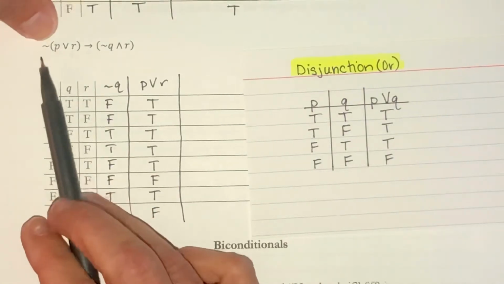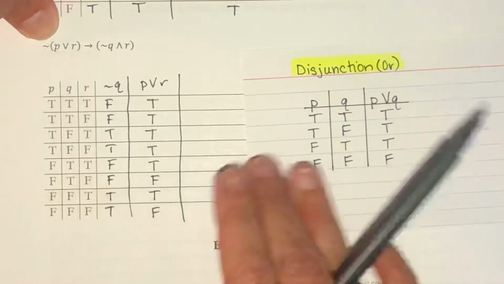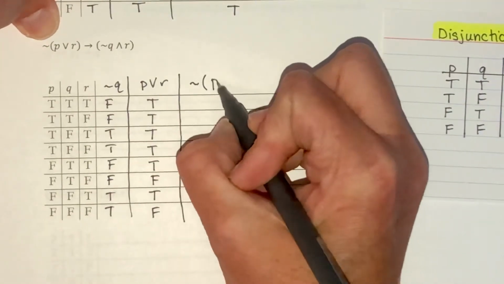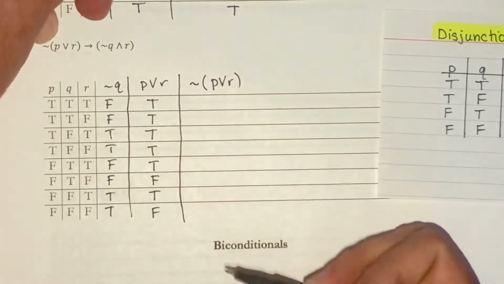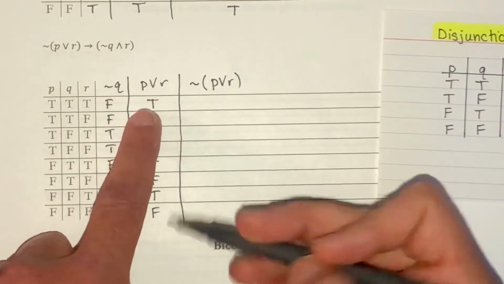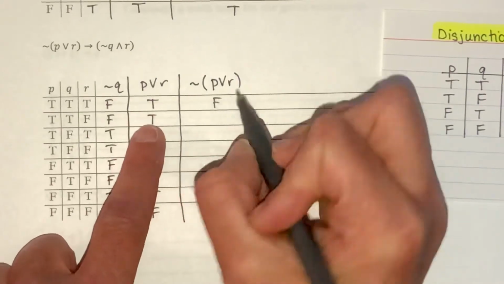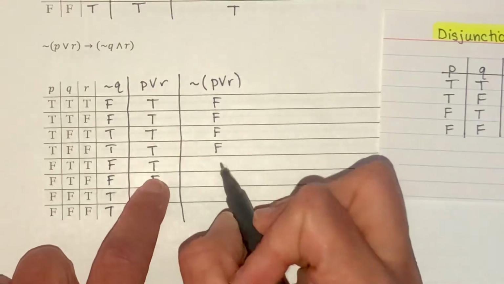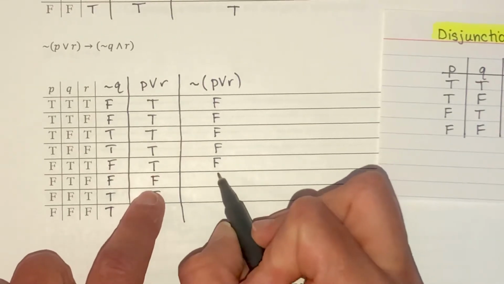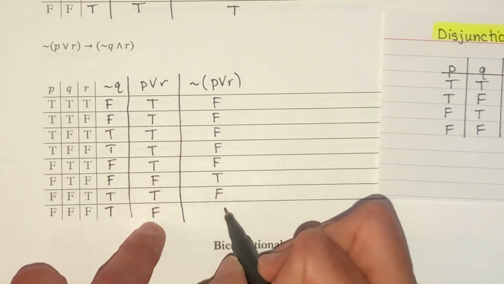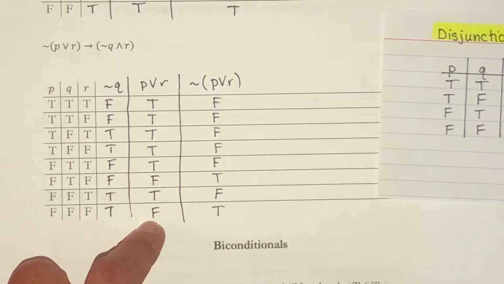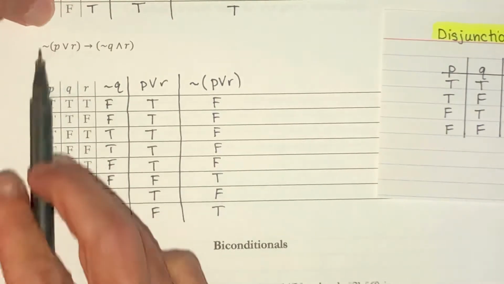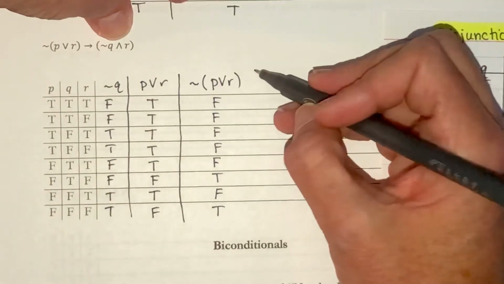I also need the not version of that. So not P or R. So that means the opposite of this column. So I have false, false, false, false, false, true, false, and true. Okay, so I've done everything in front of the arrow here. Now I need to do this set of parentheses.